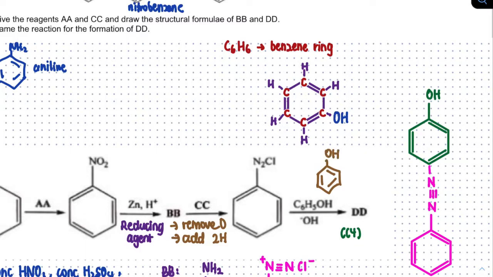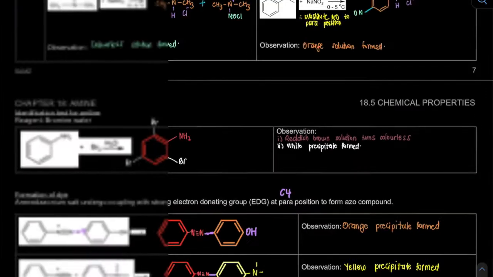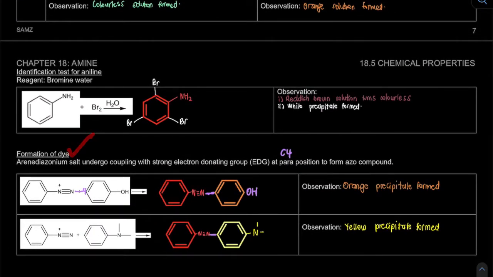Okay. So what is the reaction from our benzene diazonium salt ni dengan phenol? Okay, this is actually our formation of dye, where diazonium salt will undergo coupling with strong EDG at para position to form azo compound. So from here, our N ni akan couple pada para position. Kan ni OH kita kan? This is carbon number 1, 2, 3, 4. So dia akan couple pada carbon number 4 kita. Okay. And then kita akan form lah structure kita itself.